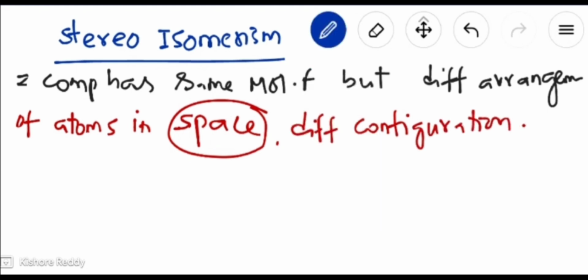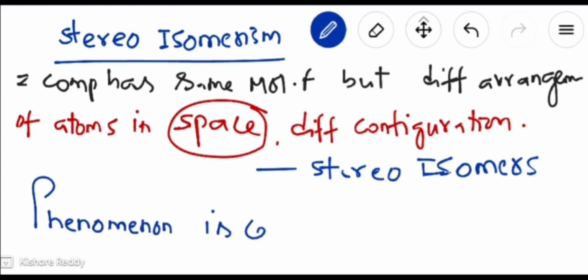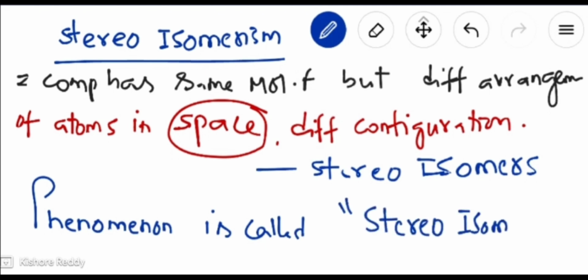So these compounds, what do you call them? You call them stereoisomers. And what do you call the phenomenon? The phenomenon which explains all this formation is known as stereoisomerism. Both of you understood this? Any difficulty? Clear, right?